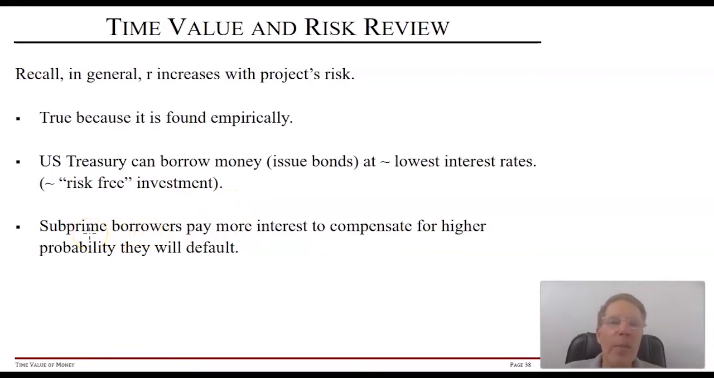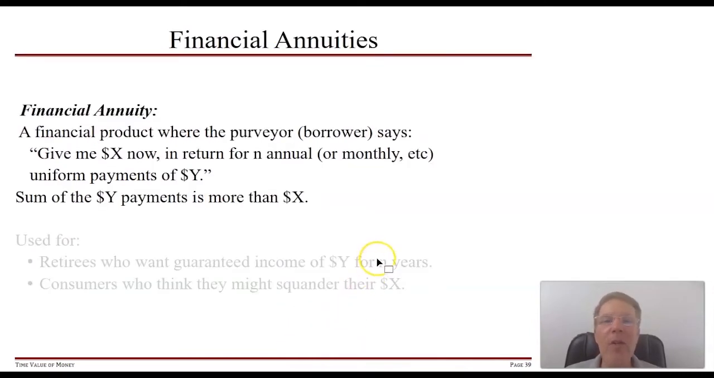And subprime borrowers, who are sort of risky consumer borrowers, are going to be paying more interest than the Treasury, clearly, usually a lot more interest, to compensate for the higher probability that they may default. So let's just keep this all in our mind as we go forward. And let's move on to financial annuities.